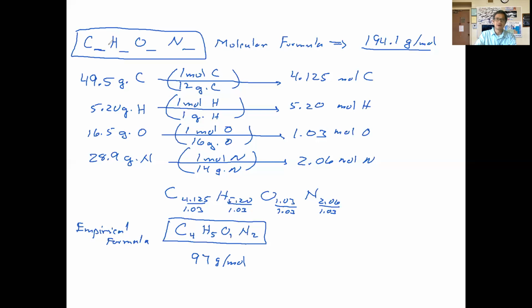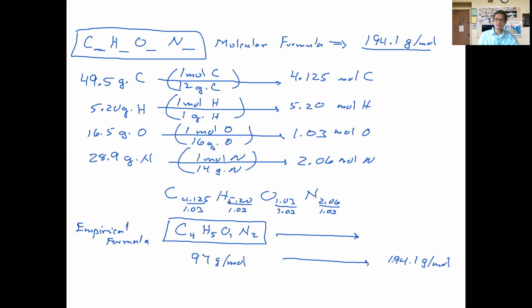So however many carbons, hydrogens, oxygens, nitrogens we have is more than 4, more than 5, more than 1, more than 2. The actual numbers for caffeine are greater than these subscripts. So how do we find what that is? Well, let's understand this. We know the molar mass of caffeine is 194.1, and we'll just call it 194.